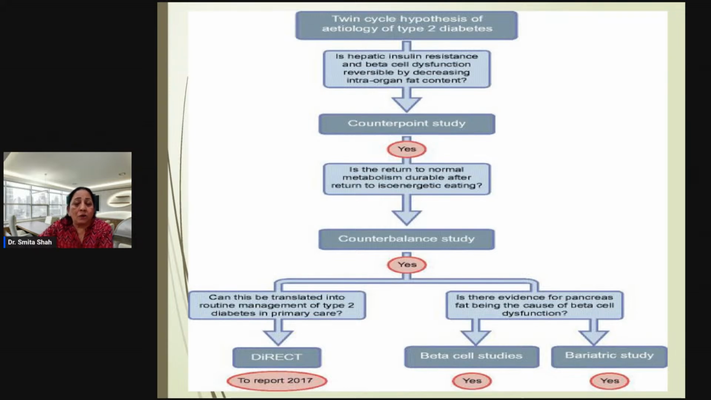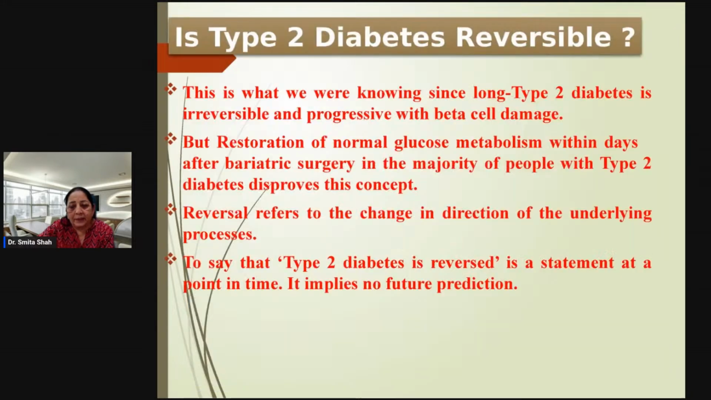We also have the Counterbalance study, and can this be translated into the routine management of type 2 diabetes in primary care? It happens in primary care, of course. Yes, we have also reported in the DiRECT study, done in primary care centers in Scotland. So is there evidence for pancreas fat being a cause of the beta cell dysfunction? Yes, we have this study for that. So this is the twin cycle hypothesis and the etiology of diabetes.